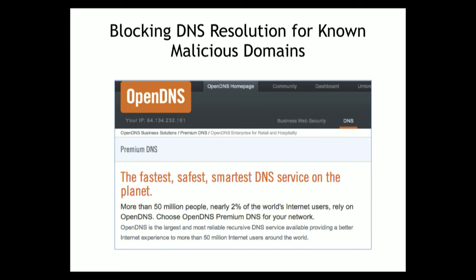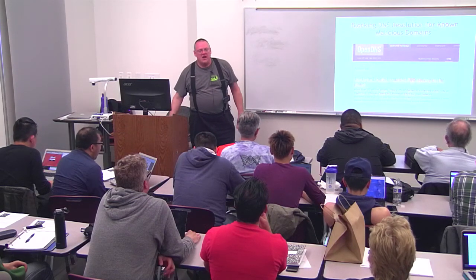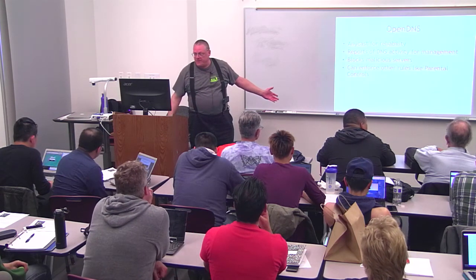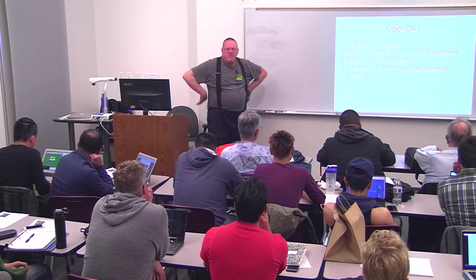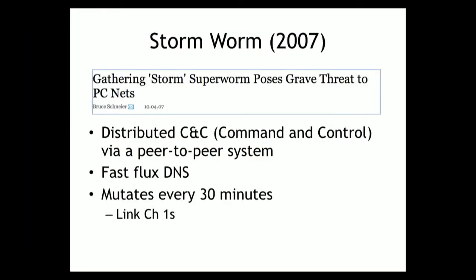And if you pay for an account, you can actually have other things, like block adult sites and games and keep track of what people are doing. But for free, you can block malicious sites this way. It's a simple security measure, and it's very powerful. It uses Anycast, and you can enforce other rules. The Storm worm used a distributed command and control center, and it used fast flux DNS to move the traffic around among many servers, so it was very difficult for someone to find and take down the command and control server.